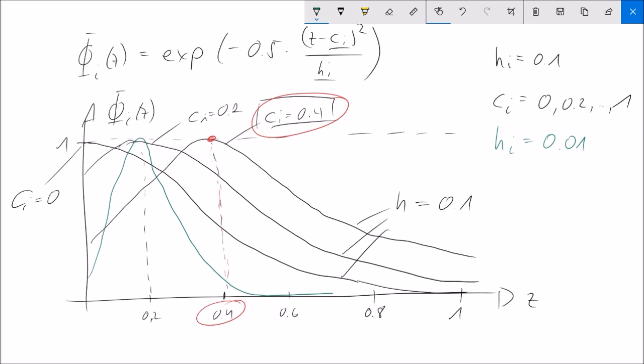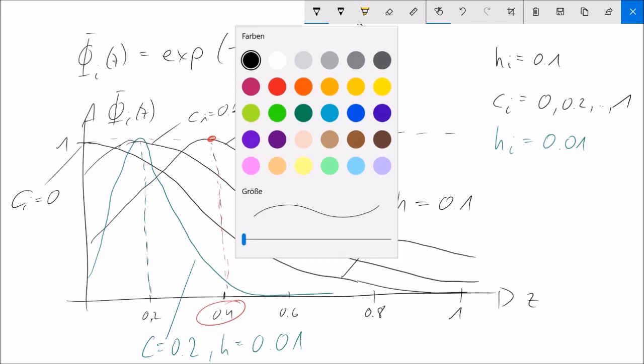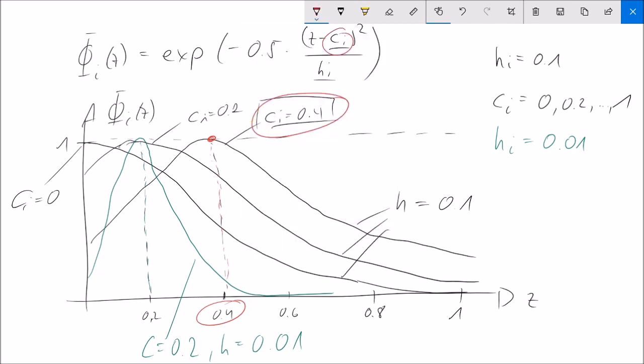Okay, and this radial basis function has now, for example, c is 0.2 and h is 0.01. So again, just for repetition, the z, so that's the c. C defines the peak, and the h defines the width of the radial basis function. Okay, so now we have an idea how such a radial basis function looks like.